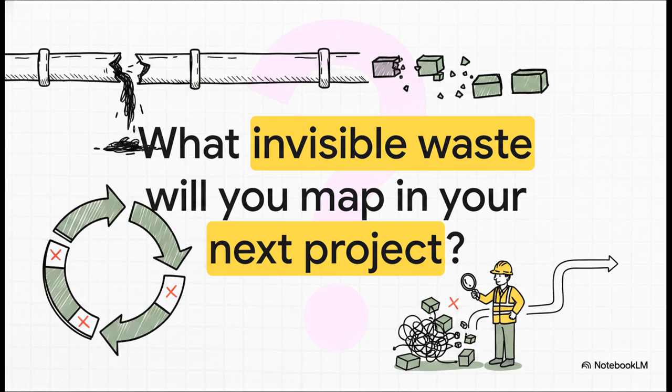I want to leave you with one final provocative thought. You now know for a fact that up to 51% of activities in traditional setups can be pure waste. That drain is happening right now, whether you see it or not. So armed with this knowledge of value stream mapping, what invisible waste are you going to map out and eliminate on your very next project?